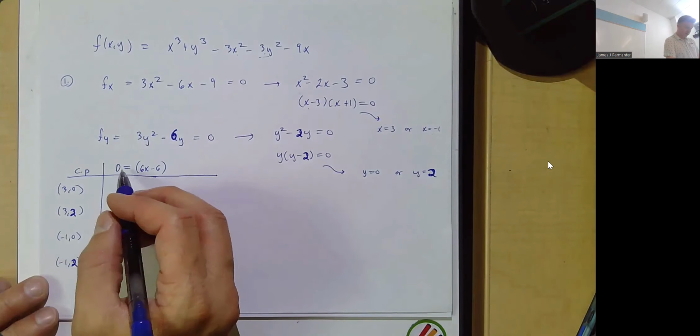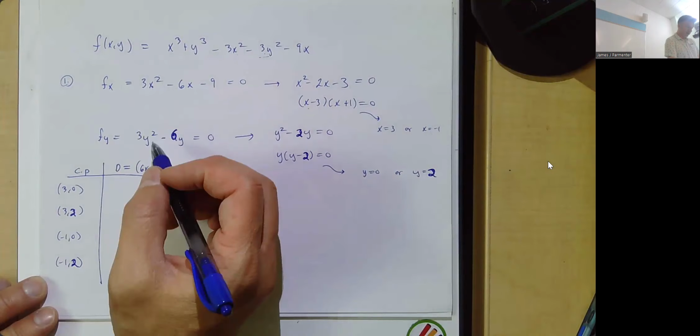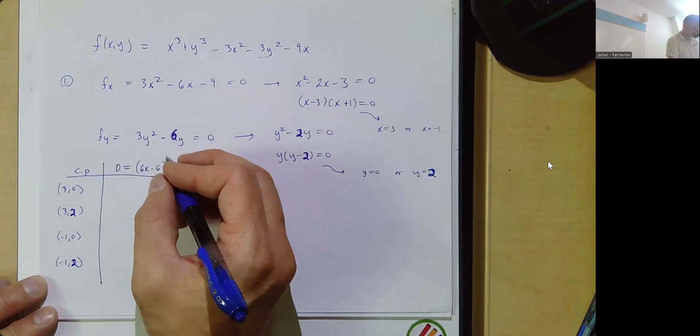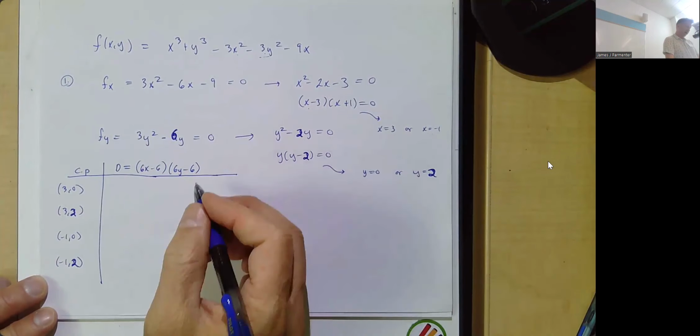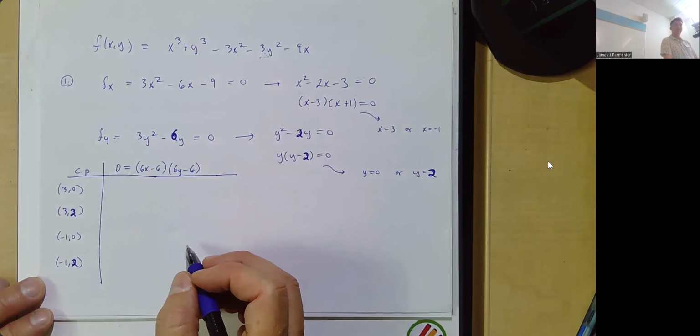So calculating our D, our fxx was 6x minus 6. Our fyy is 6y minus 6. And our fxy is 0.